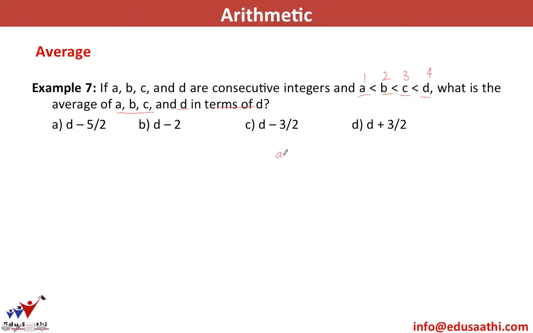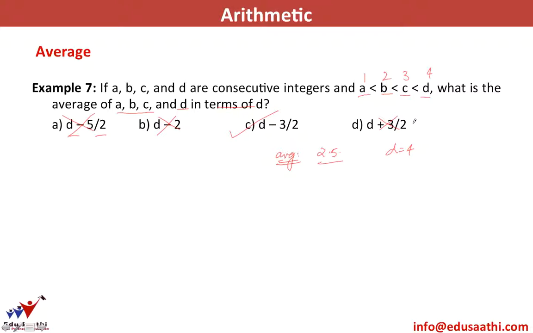So if you talk about the average here, the average is the middle value. The average would come out to be 2.5. So I know the value of D is 4 and the value of average is 2.5. I can just look at my options and get the answer. Now if I look at it, 4 minus 2.5 is 1.5. This is not giving me the answer. 4 minus 2 is again 2, which is not my average. This is not giving me my answer. 4 minus 1.5 is giving me my answer. So that means option number C is the correct answer that I have.